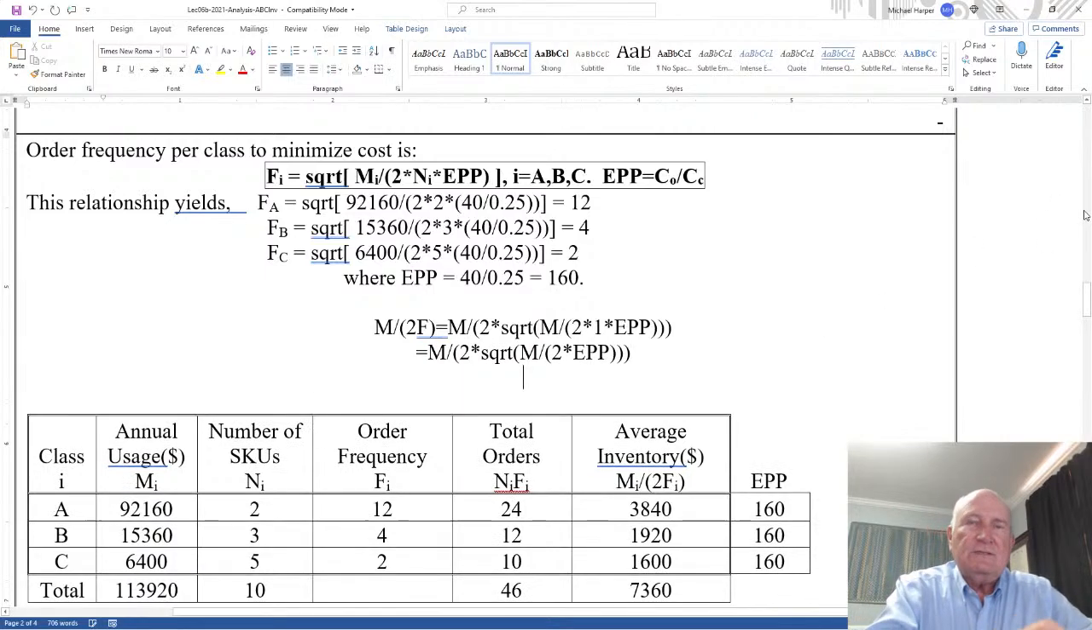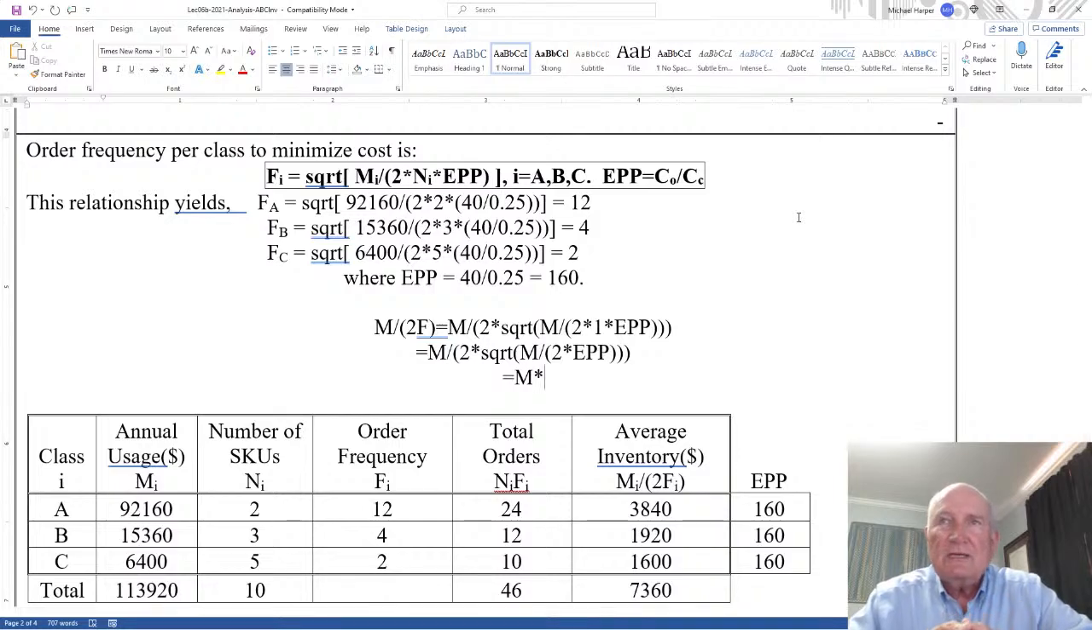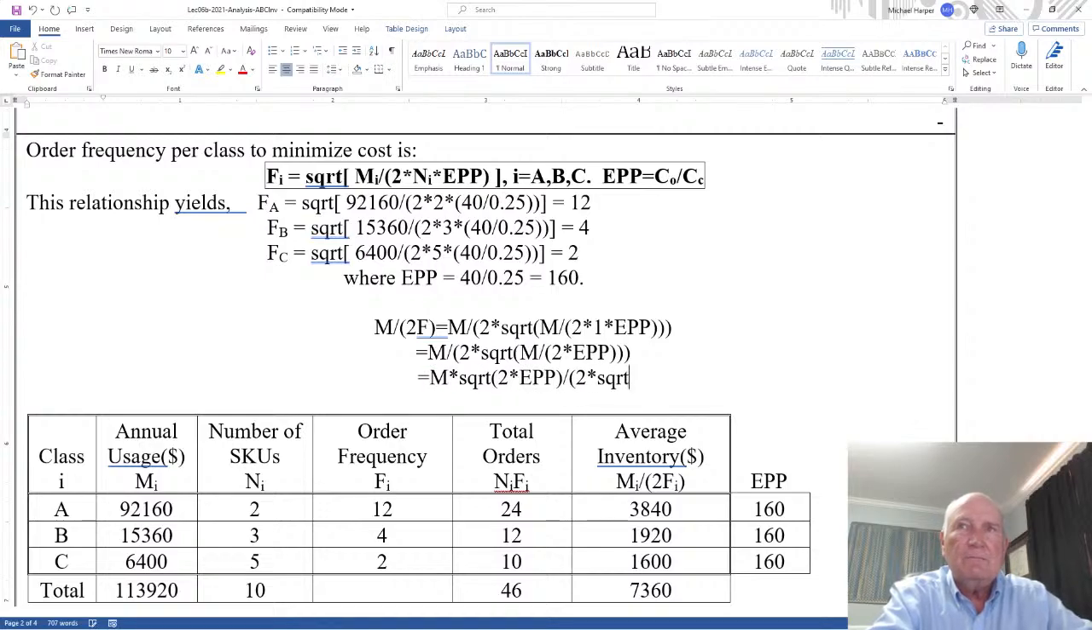We can rearrange this. And notice this will be M over 2, and then let's go ahead and put this out: M in the denominator, but then 2 times EPP will be in the numerator. But it'll be under the square root. So this is the square root of 2 times EPP, divided by the 2 times the square root of M.